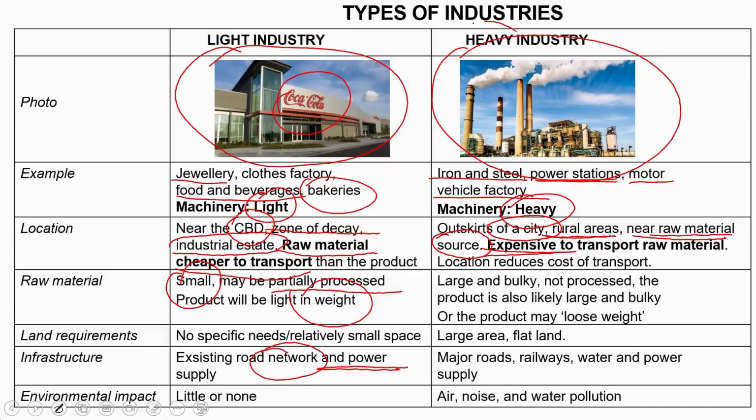However, in the heavy industry, there is large and bulky raw material. Remember the example about the logs, the trees in the forestry, okay? And the trees are not processed. So it has just tree felling, the trees come down, and the raw material that you need is exactly that, okay? And the product is also likely to be large and bulky.